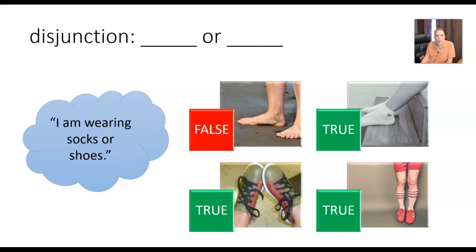So if I say, I am wearing socks or shoes, that would be true if I were wearing just socks but not shoes. It would be considered true if I were wearing just shoes but not socks. And it would be considered true if I were wearing both socks and shoes at the same time. The only time that or statement would be considered false would be if I were wearing neither socks nor shoes, if both parts of that were false.